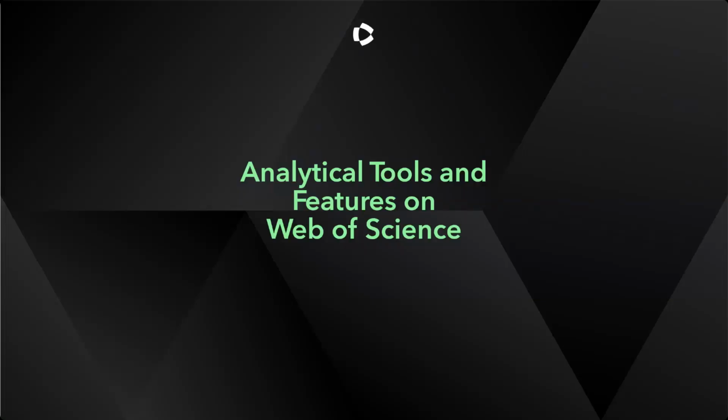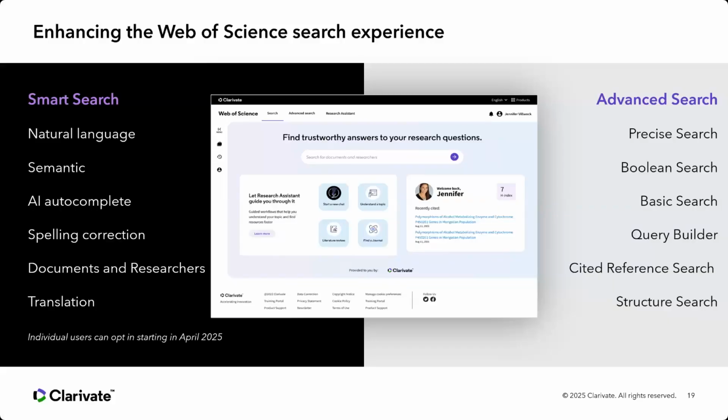Now, next up would be analytical tools. So within the Web of Science, it's not just about retrieving content. We also include some analytical features to help you to navigate the vast sea of information. Right. First thing that we have just introduced this year is our Smart Search.